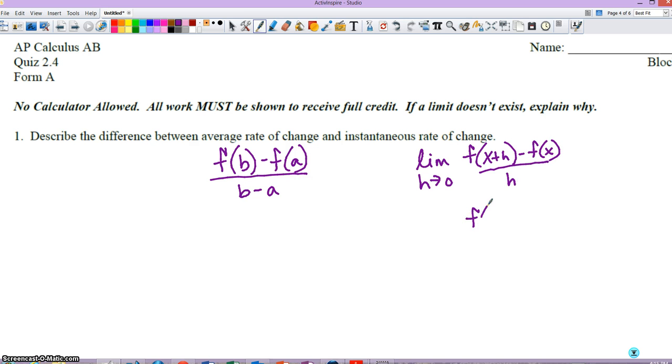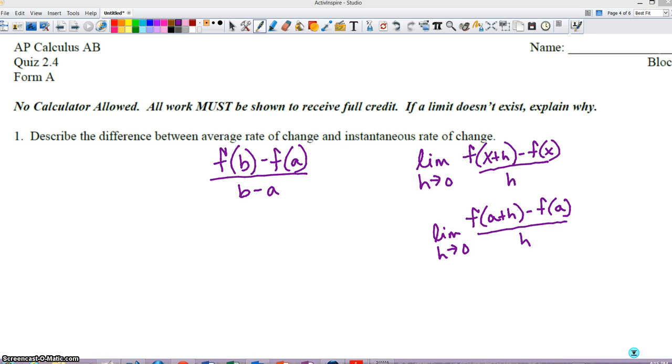You could have used f of a plus h. They're interchangeable in this particular formula for whatever reason. In retrospect, I think I just would have used x to begin with, but oh well.